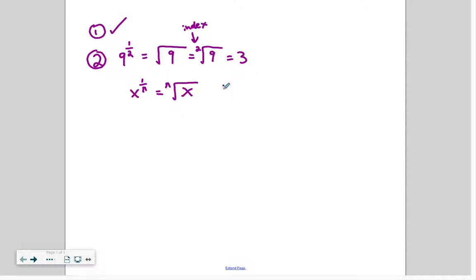This asks the question, what number multiplied n times is x? Right here, what number multiplied 2 times is 9? 3. 3 times 3 is 9. There it is. Sweet. Then you guys should be able to answer the following.